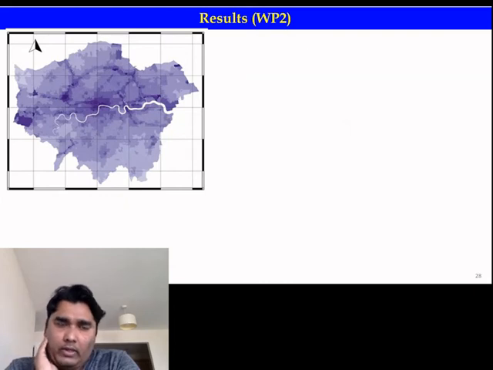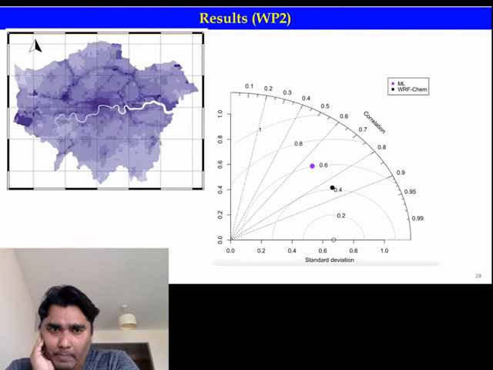So we tested it over London, and here, that's how the model was performing.